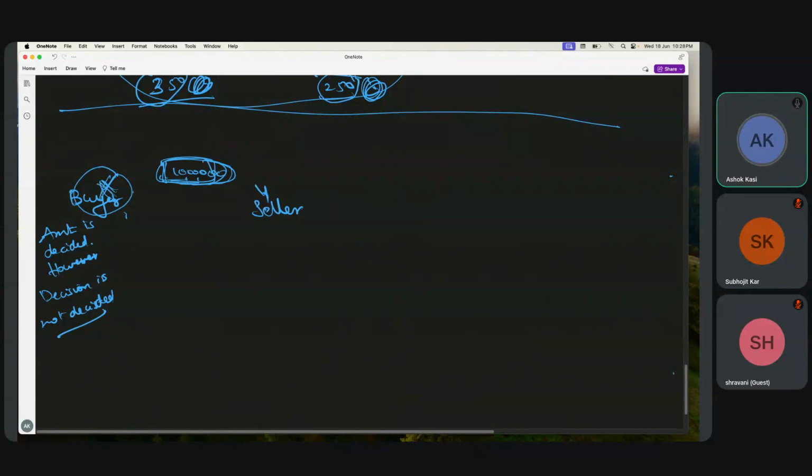Okay, now buyer says, give me 1 month's time. Now, if you are Y, what will be your argument? So buyer says amount is decided 10 lakhs. That is all fine between X and Y. But he says, first I will consult with my parents. If they are okay, then I will pay all 10 lakhs and I will buy from you. Give me 1 month time. If you are Y, what will be your argument?